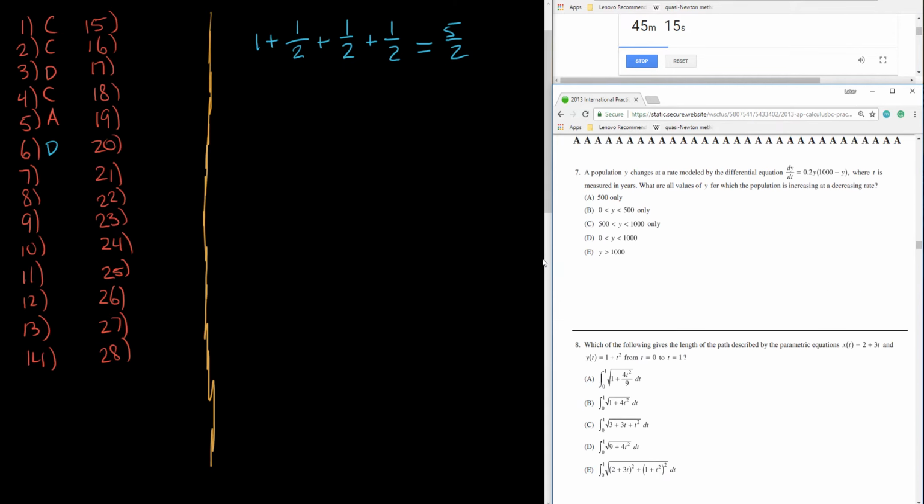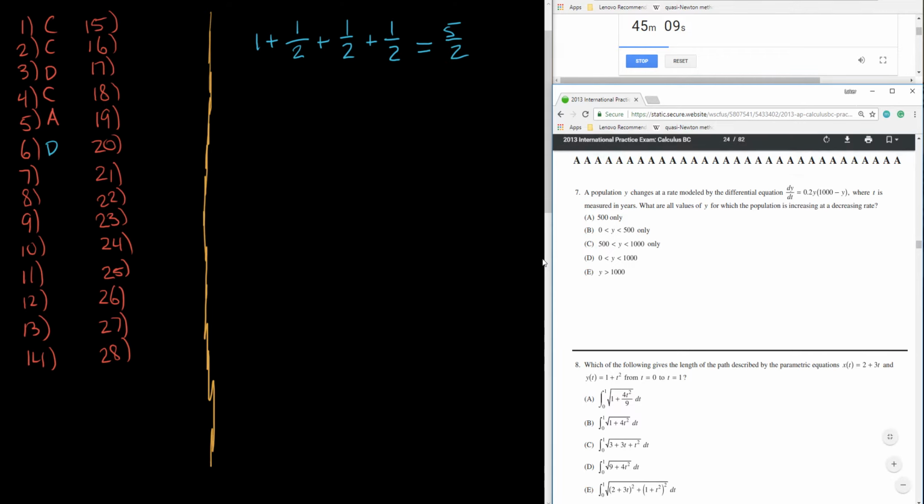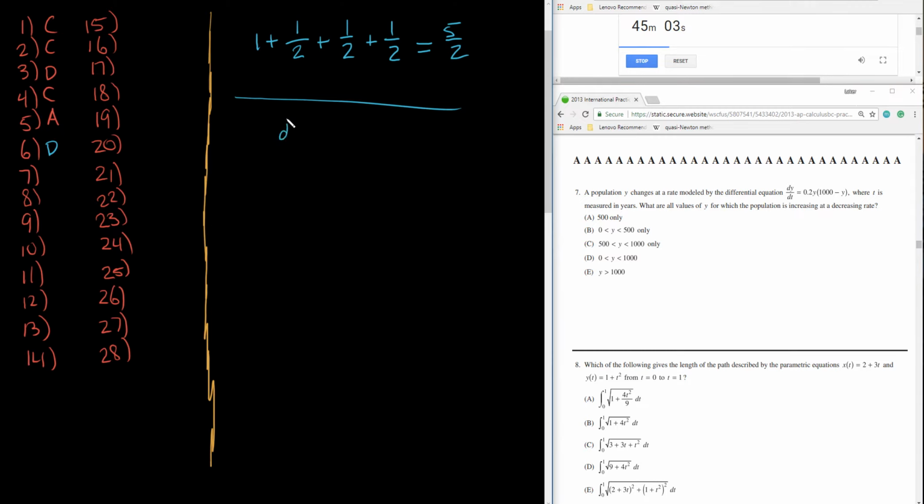Alright. Population y changes at a rate modeled by the differential equation, where t is measured in years. What are all values of y for which the population is increasing at a decreasing rate? So, in order to be increasing at a decreasing rate, you need dy/dt to be greater than 0, but also the second derivative of y with respect to t must be less than 0. So let's calculate that second derivative.